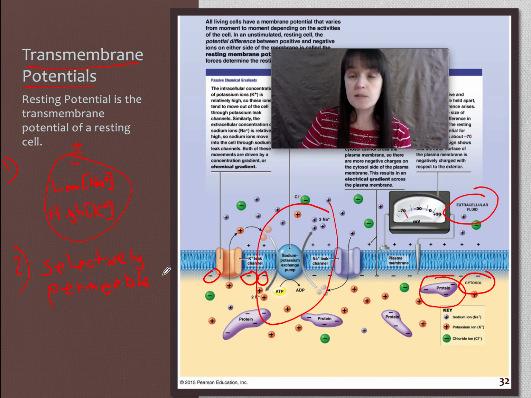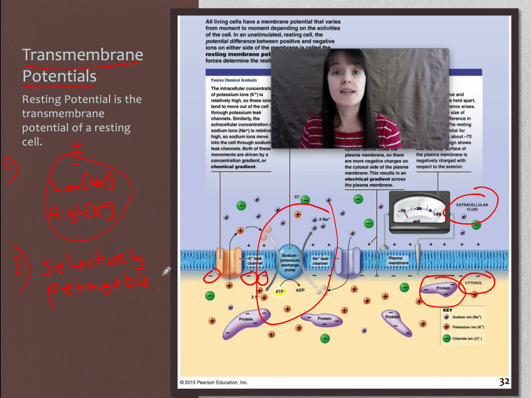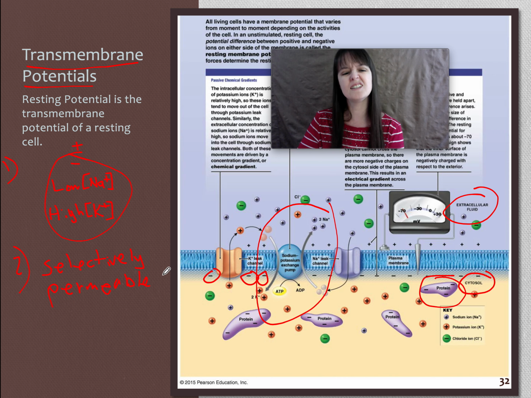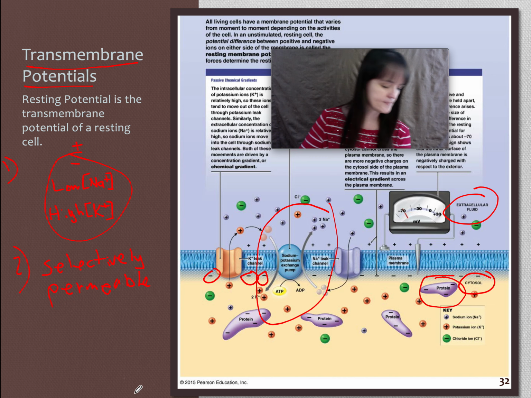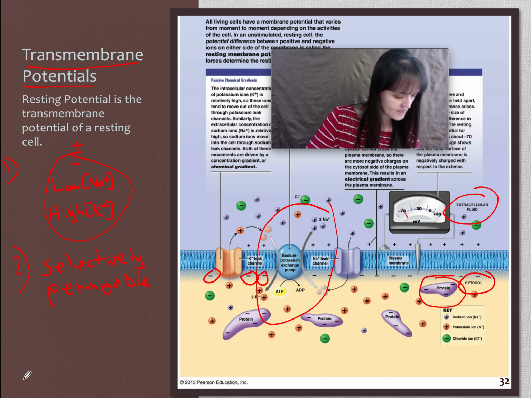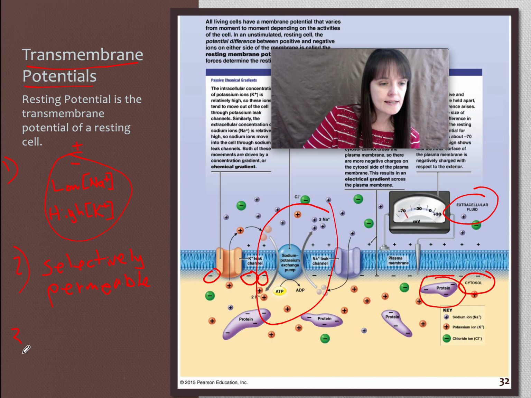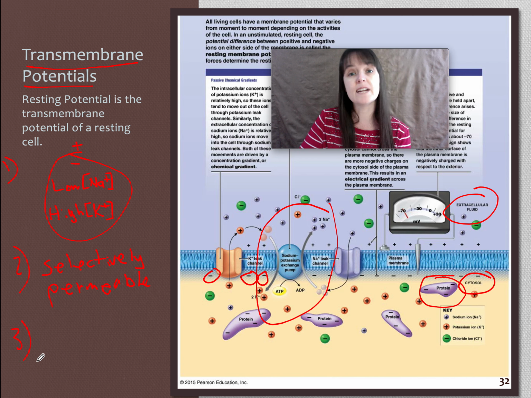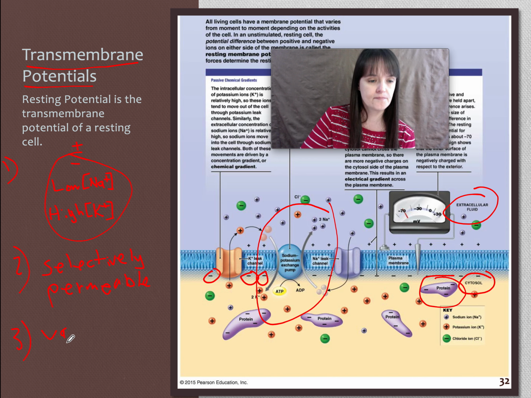And selectively permeable would be like our front doors to our houses that have a lock on them. And if you have the key, you can get through. Or if somebody lets you through, you can get through. But not just anybody. Selectively permeable. And then number three, the membrane permeability varies by ion.